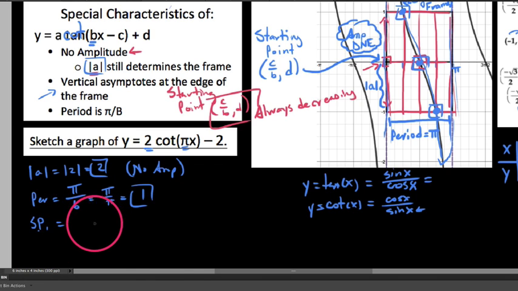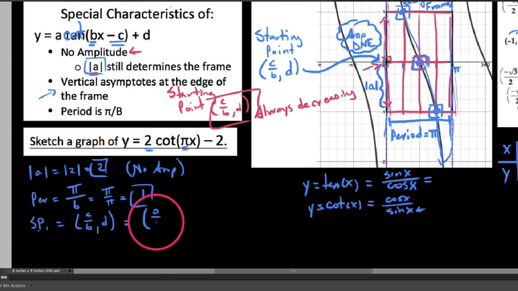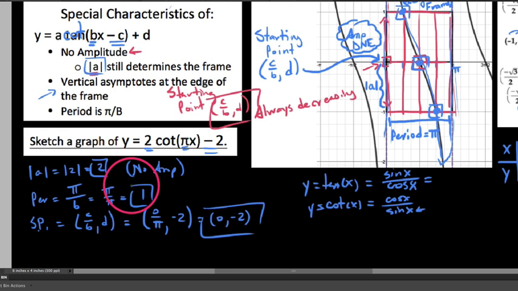And so now our starting point, let's go ahead and work this out. We say c over b comma d. With respect to our c value, it looks like we have no c value being added on or subtracted off our x on the inside of these parentheses, so our c value must be 0, and our b value here is pi. So we get 0 over pi. This is our horizontal shift, and then our vertical shift here is just d, and it looks like we have a d value of -2. So our starting point here is going to be at 0 comma -2. Now I'm going to put boxes around all of this information, because here's what we're going to do first.